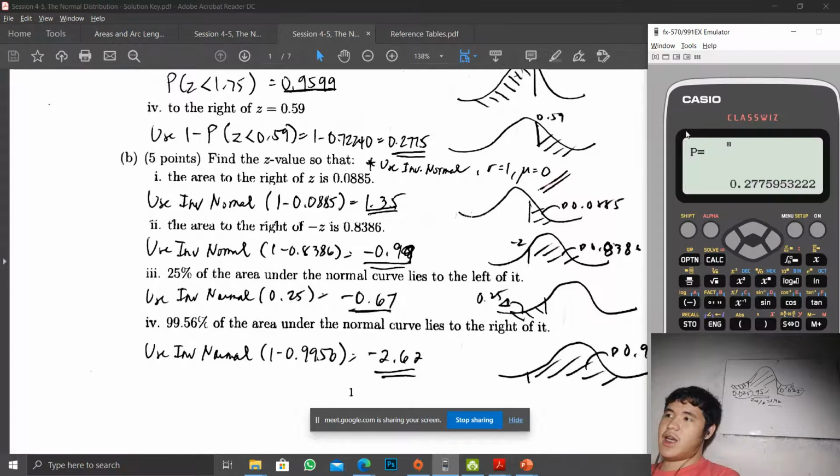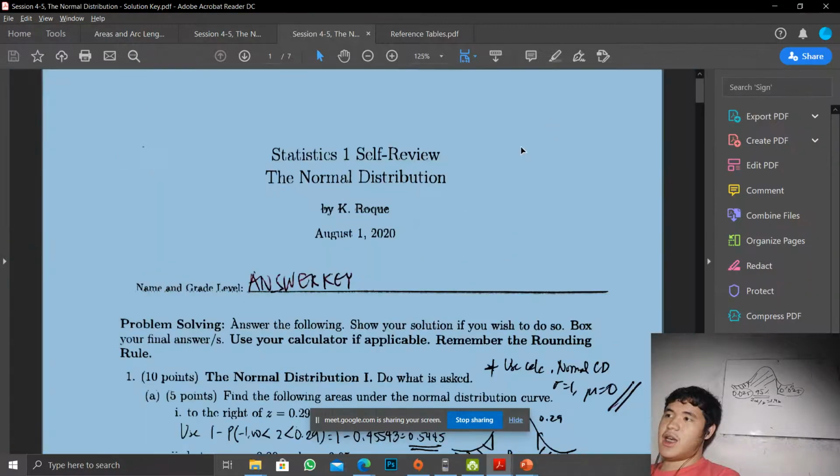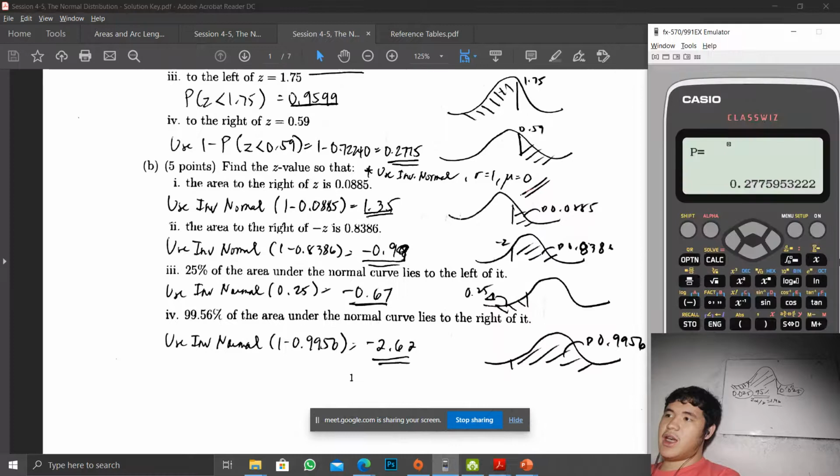So, I'm just drawing yung mga curves here para maintindihan nyo what we're doing. Okay? So, inverse normal, to the right, diba? So, we get to the left, 0.0885, 1.35. Next. We get 1 minus 0.8386, 0.1614, then we get the area, -0.99.